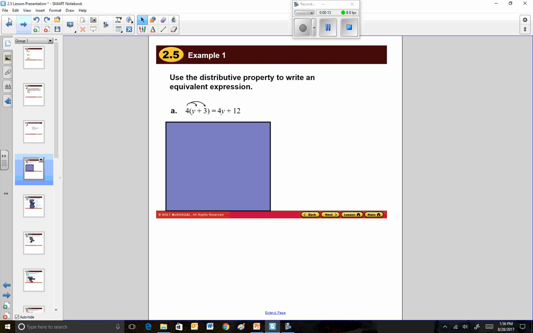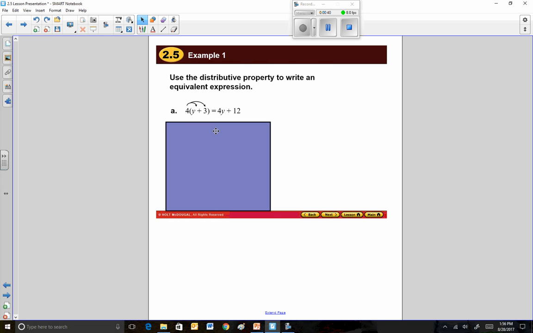Okay, right here we have an example of the distributive property because we have 4, and inside the parentheses we have y plus 3. To distribute means to go ahead and take 4 times the y, and then 4 times the 3. 4 times y, 4y, 4 times 3 is 12. So this is an equivalent expression to 4 parentheses y plus 3, or 4 quantity y plus 3.